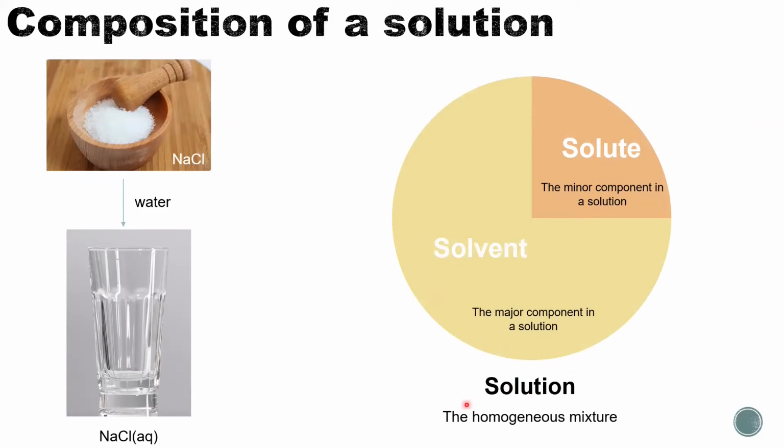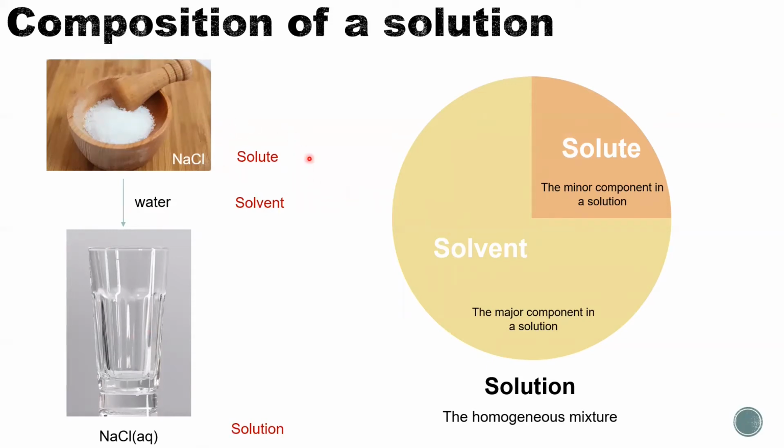And a solution is a homogeneous mixture. The word homogeneous means it's all the same everywhere. So in this salty water solution, every part is the same. You don't see crystals here, and everything is in the solution phase or the liquid phase. In this case, obviously we have less sodium chloride than water. So sodium chloride is a solute, water is a solvent, and the salty water is the solution.